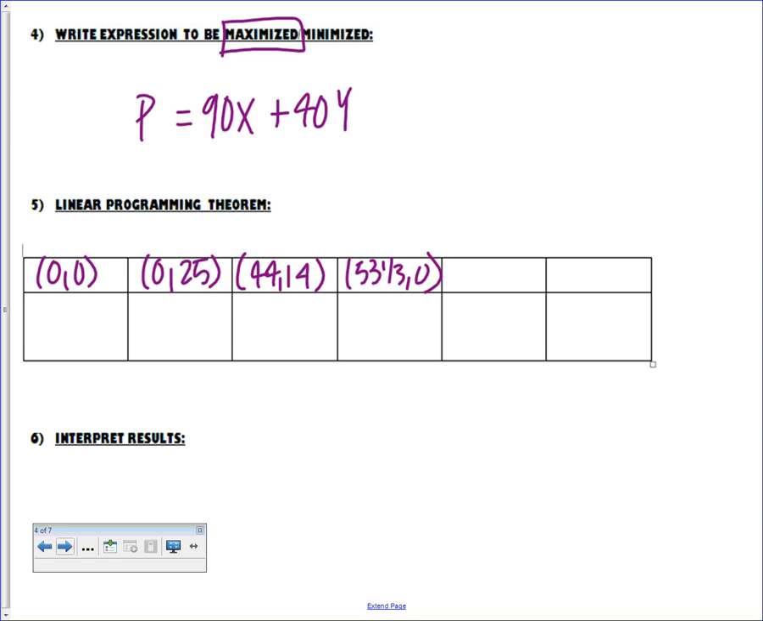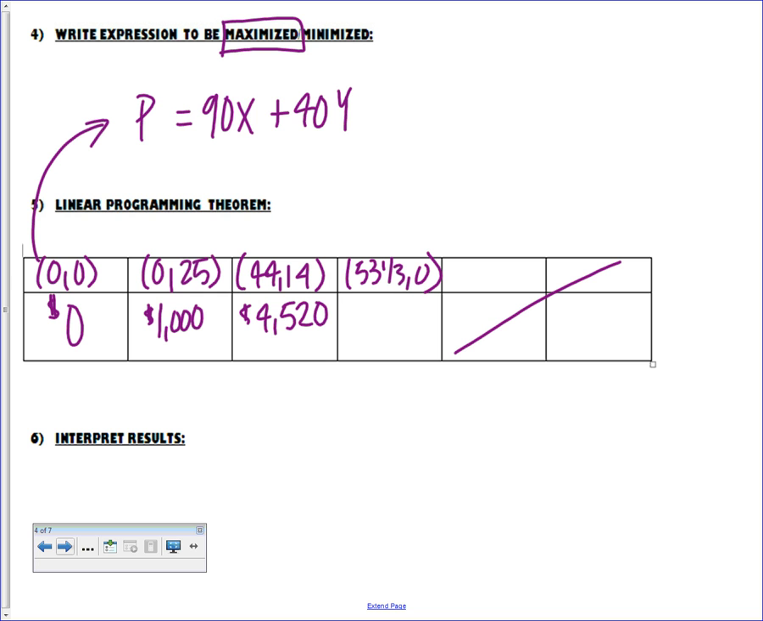You don't necessarily use these other 2. It's just kind of like a maximum. You're never going to have more than 6. So now what I'm going to do is plug these ordered pairs into this solution. So if I don't make any, I'm not going to make any money. If I make 0 rings and 25 pendants, I'm going to make $1,000. If I make 44 rings and 14 pendants, I'm going to make $4,520.